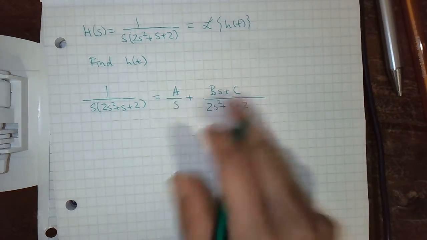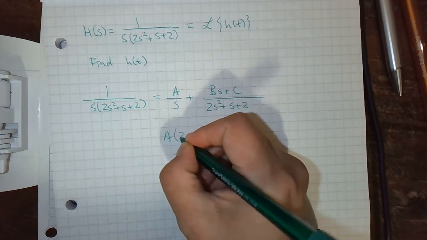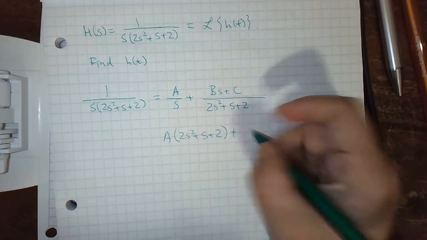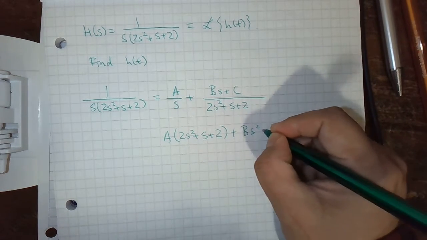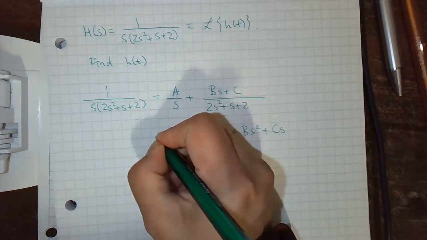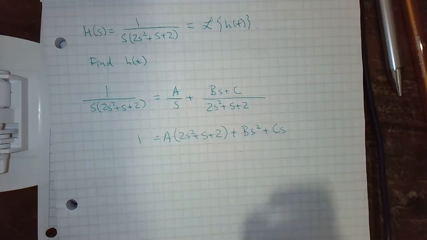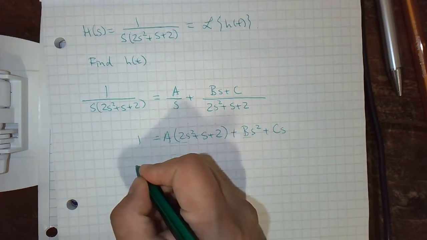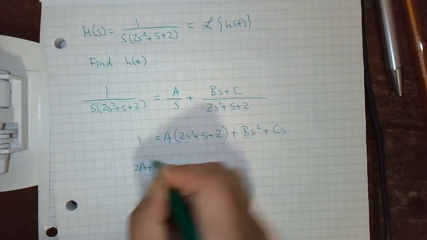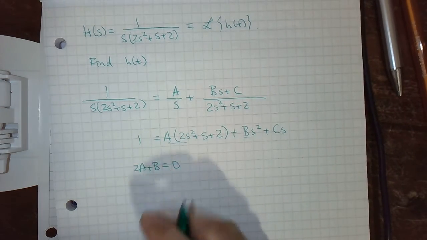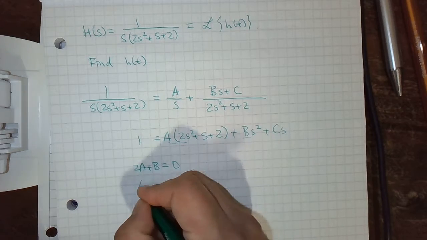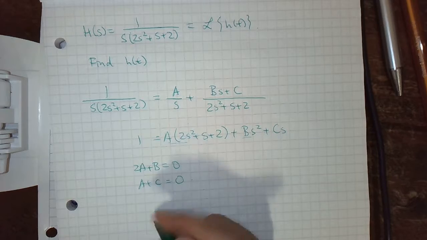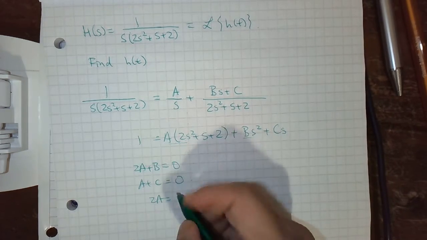Okay, that has to be equal. If we find a common denominator, we see that A times 2s squared plus s plus 2, plus s times this, we'll go ahead and distribute that because it's easy, plus Cs has to equal 1. The numerators have to be the same. So let's see, what is the s squared coefficient? Here we have 2A plus B, and over here we have 0, so those have to be the same. The s coefficient, A plus C, and over here we have 0, so those have to be the same. And the constant coefficient, which is just 2A, and over here we have 1.